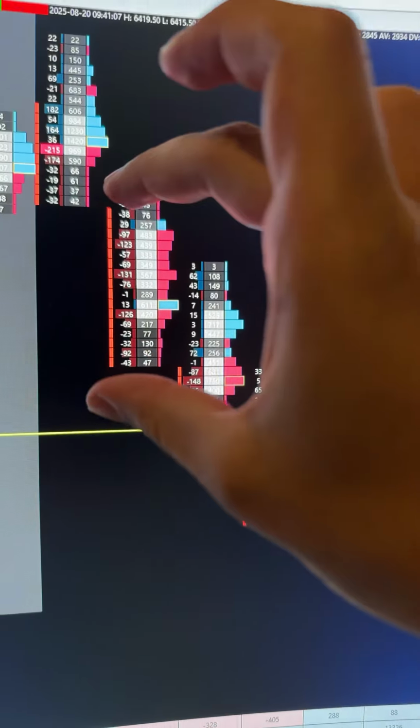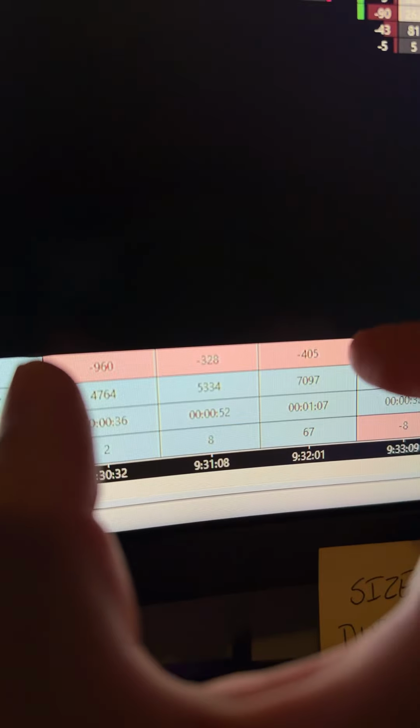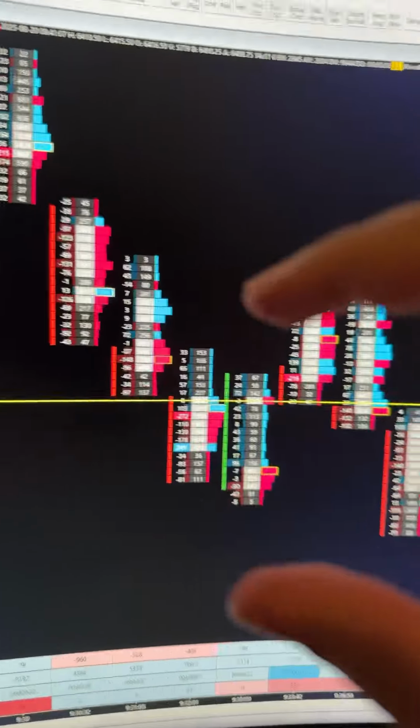Now off market open, you could see how aggressively we were selling down. You could even see it by the delta by price right here. You could see the large aspects of red delta. And down here, you could see this large amount of red delta, which was transacting, which just shows the cumulative delta by bar.